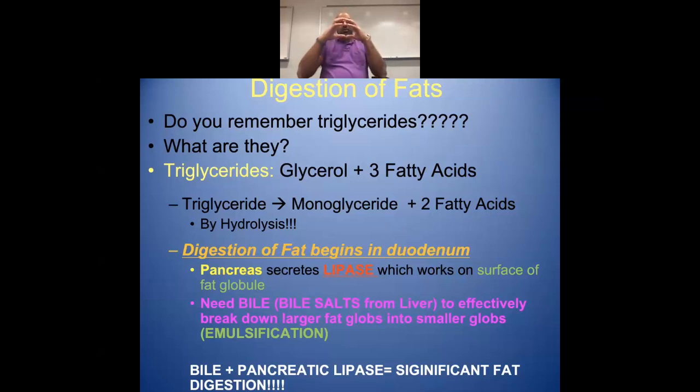Okay? So we use bile. We need a soap to break down the fat. We're taking big globules of fat and we're going to break it down through emulsification using the bile into small pieces. We do that so now lipase has more contact points. That's the entire purpose.